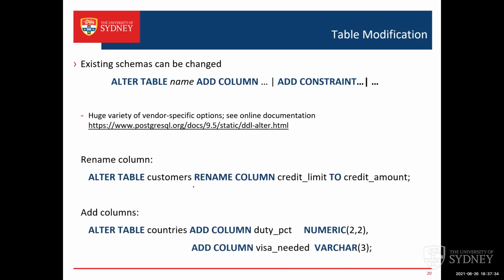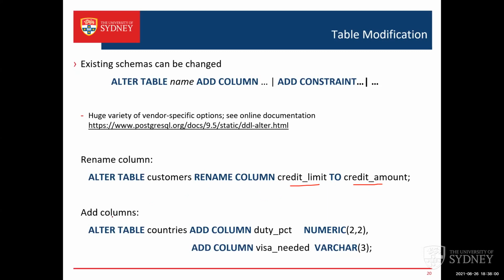So let's say I want to rename one column. How to rename one column? So alter table customers, rename column, that is the keyword that you are going to use. Let's say I have credit limit. I want to change that one to credit amount. So this is the name of the table, then this is the old attribute name, and this is the new attribute name. Very simple, should make sense.